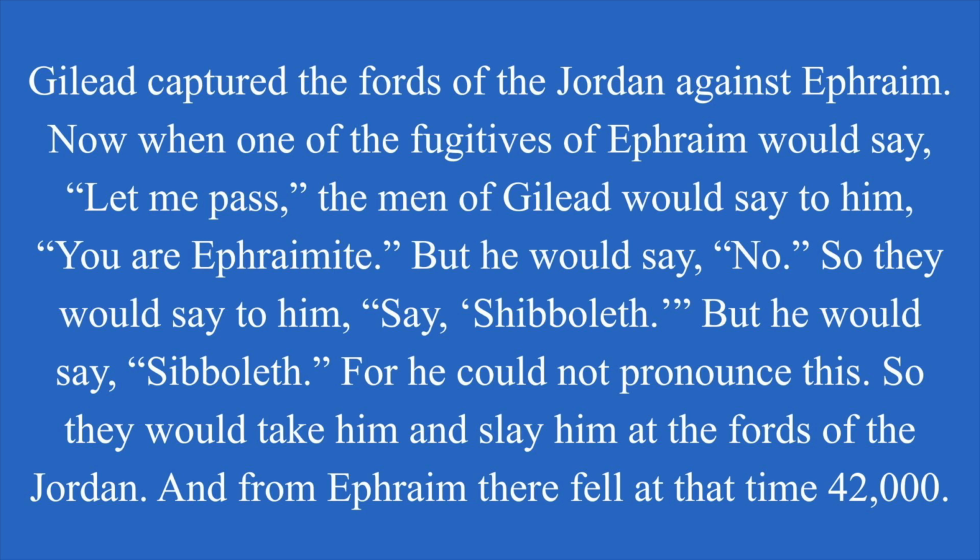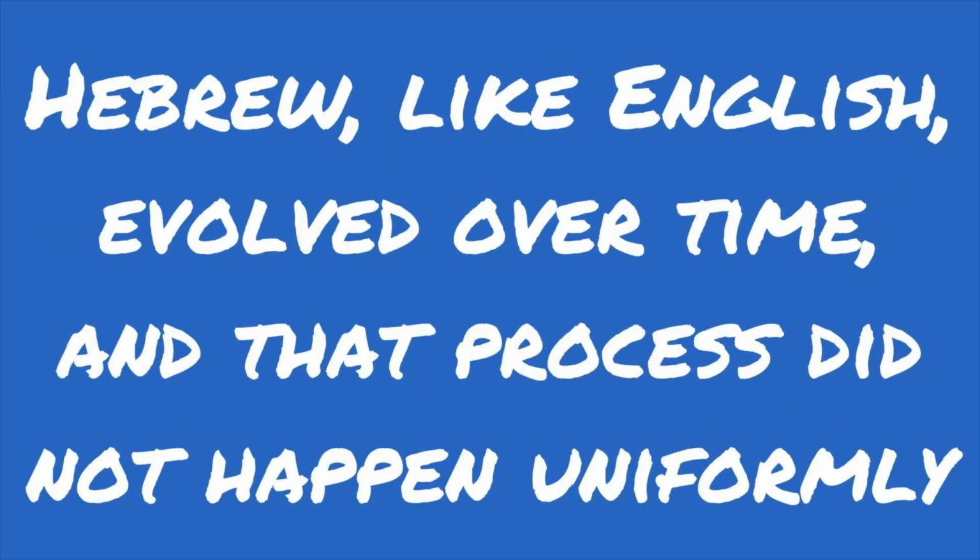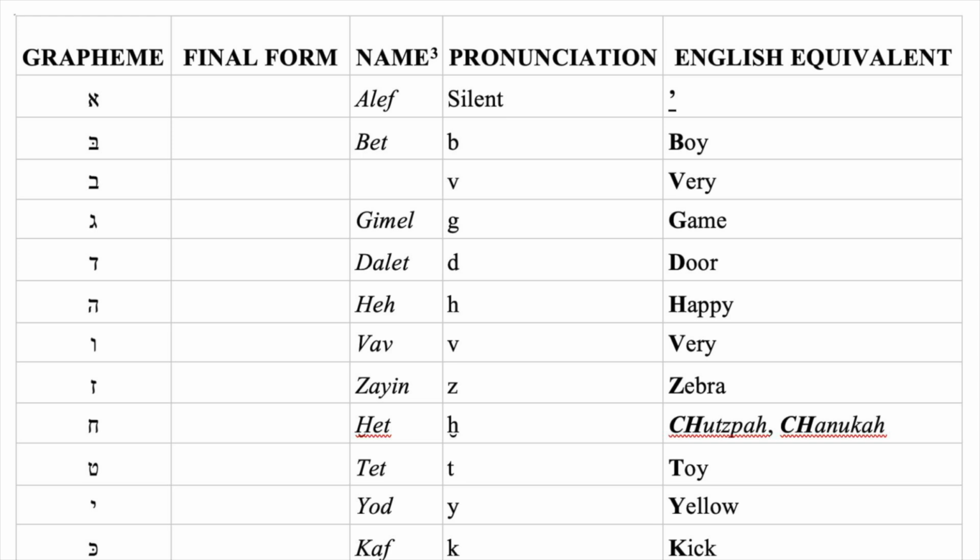Now we learn from this passage that even in nearby regions, a person's place of origin was immediately evident from his or her pronunciation of Hebrew. The same is true with modern Palestinian Arabic. In villages that are a short car ride from one another, certain words are pronounced differently, and in some cases the pronunciation is drastically different. But the point that I wish to establish is that Hebrew, like English, evolved over time, and that process did not happen uniformly. Please keep in mind that the pronunciations for each of these graphemes, or written symbols, that we are learning apply when these graphemes function as consonants.